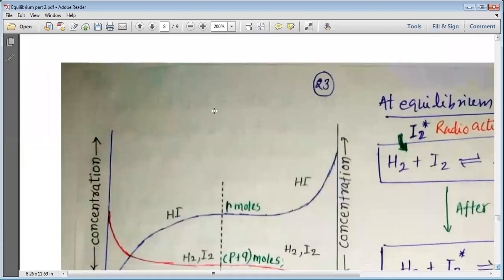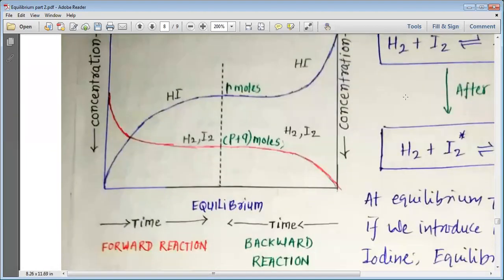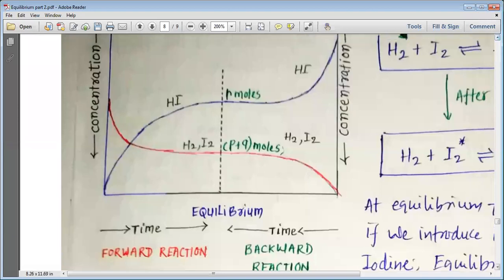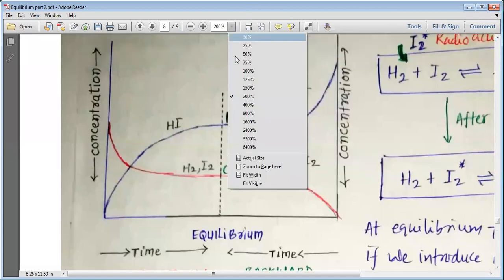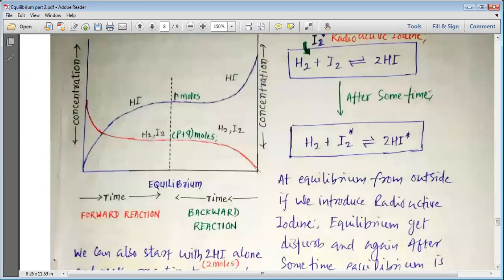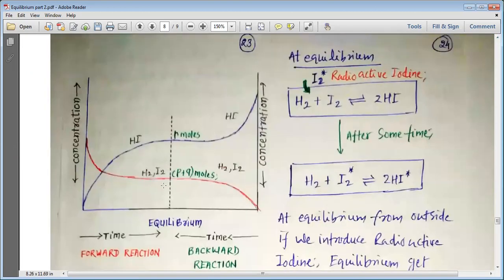Now you can see this wonderful graph, my dear students, I have specially drawn for you. It is wonderful to understand this graph. Please pay attention, and this is a unique graph which is the combination of two different graphs.